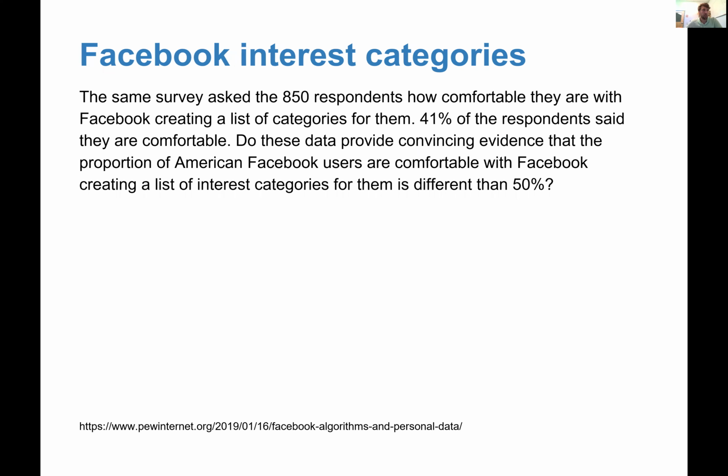So back to our scenario here. Same survey asked 850 respondents how comfortable they are with Facebook creating a list of categories for them. 41% of the respondents said they are comfortable. These data provide convincing evidence that the proportion of American Facebook users comfortable with Facebook creating a list of interest categories for them is different than 50%.